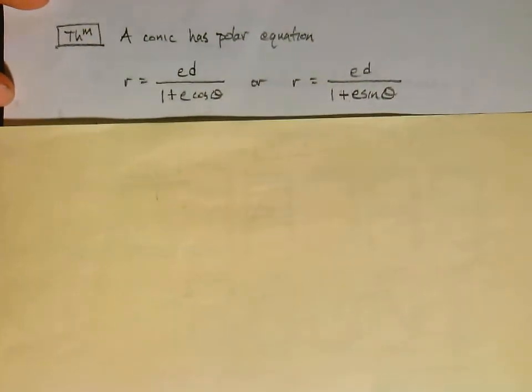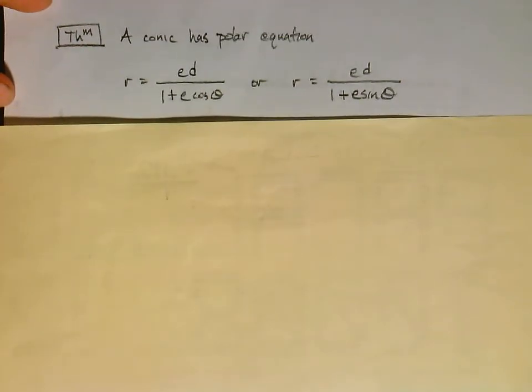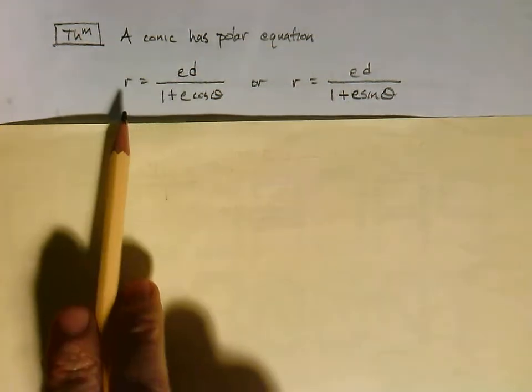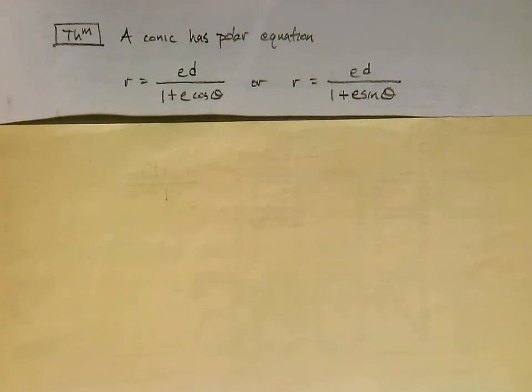So what does this even mean? Here are the equations for any conic section in polar. Any conic section, any of the three. Circles too. It might look like r equals ED over 1 plus E cosine theta, or it might look like r equals ED all over 1 plus E sine theta.